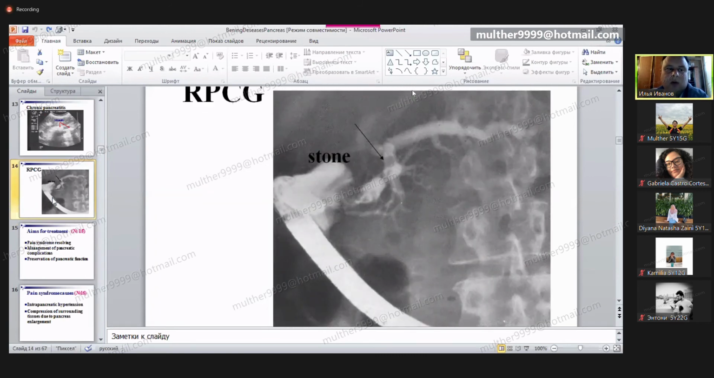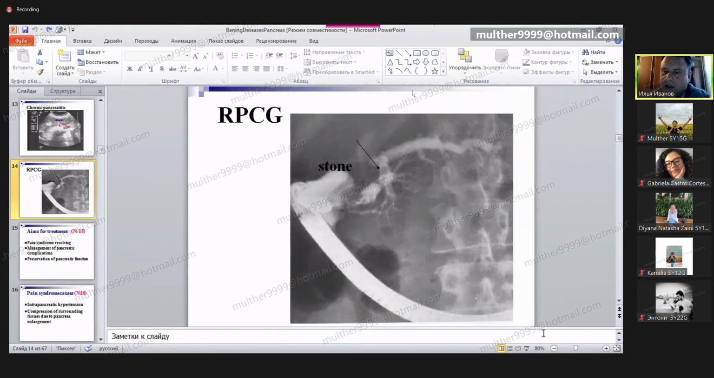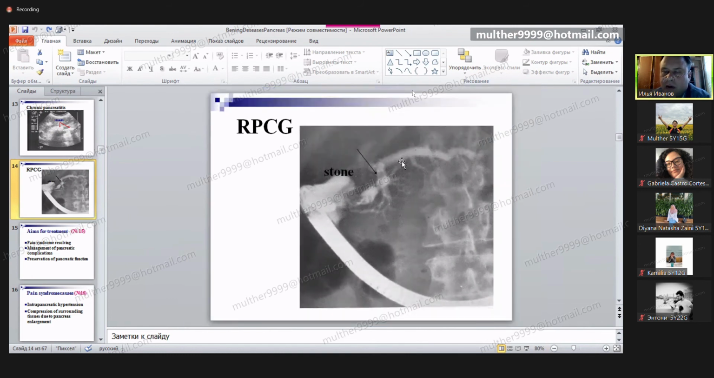ERCP. Usually we can use this method not in the acute process, but in the remission stage. For example, here we can see the ERCP, endoscopic retrograde pancreatic cholangiography. We can see an abnormal form of the main pancreatic ducts and the presence of these features.